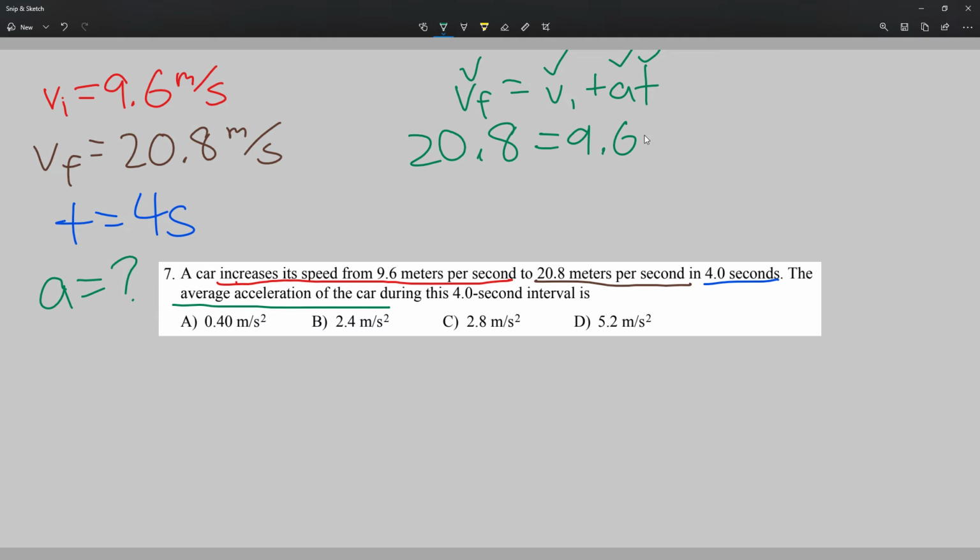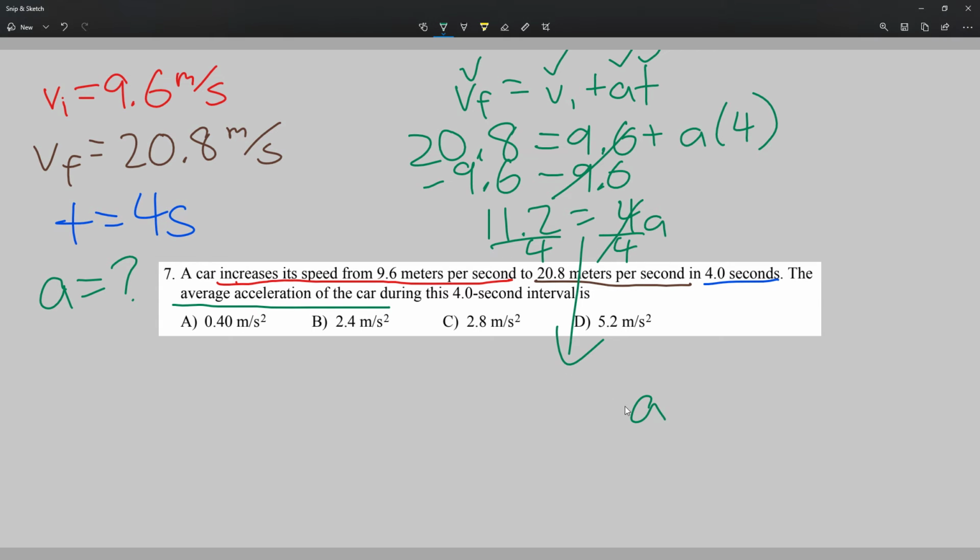That VI is 9.6 plus A times 4. This gets you 11.2 equals 4A, divided by 4 on both sides. And we get A is equal to... Well, it's B or C. I'm trying to figure it out right now. So A is equal to 2.8 meters per second squared. Right?